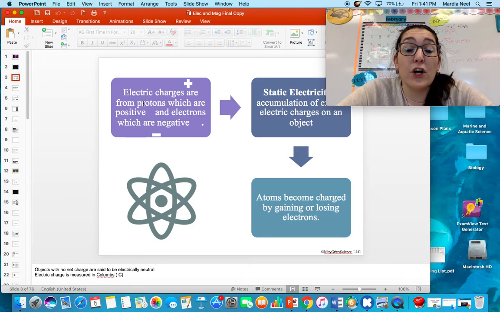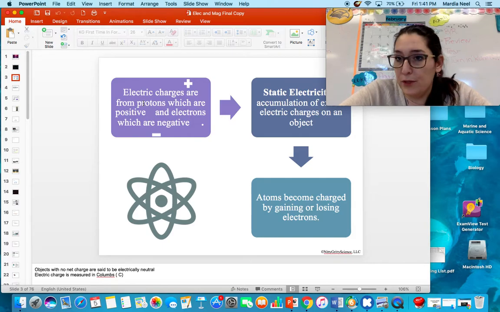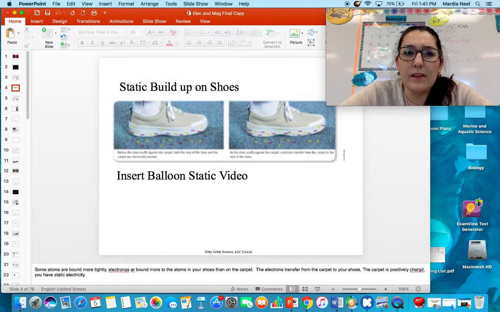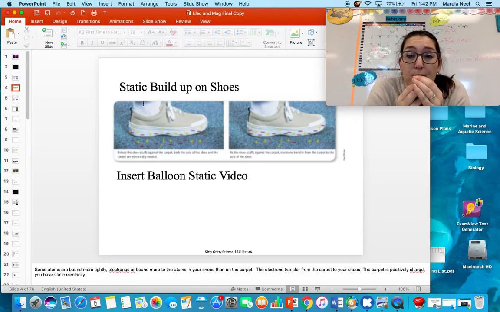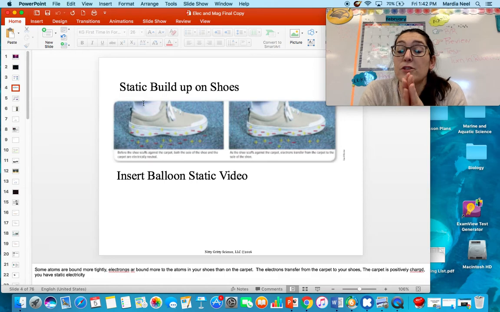Atoms become charged by gaining or losing electrons. So all of this has to do with the subatomic particles that are inside those atoms that make up both you and me and everything on Earth. Let's explain this a little bit better. So we have static buildup on our shoes. Sometimes atoms are bound super tight, and the electrons are really attached to what they're in. So the electrons in your shoes and the rubber are bound super tight, and they're not going to go anywhere.